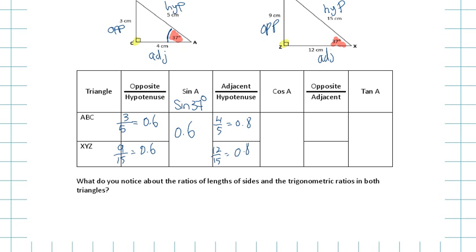Now remind me what angle A is? 37. So cosine of 37 in the calculator, what do you get? 0.7986. So what's after the 7? 9. So what happens to the 7? It becomes 0.8, because we have to round up. 0.7986 is closer to 0.8.